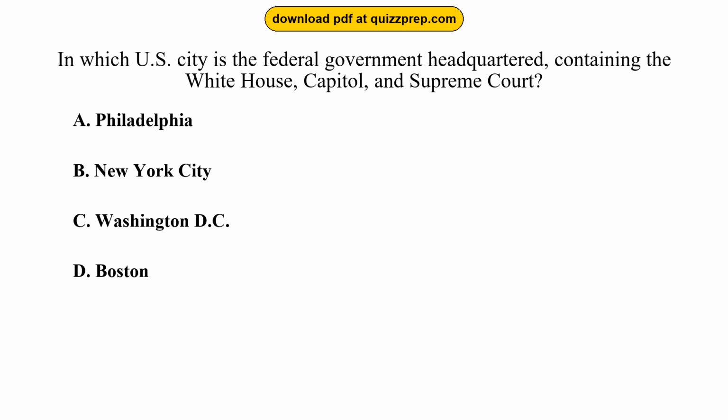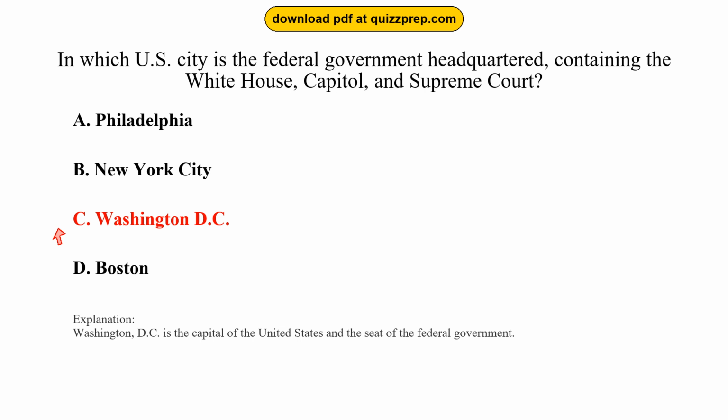Question 31. In which U.S. city is the federal government headquartered, containing the White House, Capitol, and Supreme Court? Option A. Philadelphia. Option B. New York City. Option C, Washington, D.C. Option D, Boston. The correct answer is option C, Washington, D.C. Washington, D.C. is the capital of the United States and the seat of the federal government.